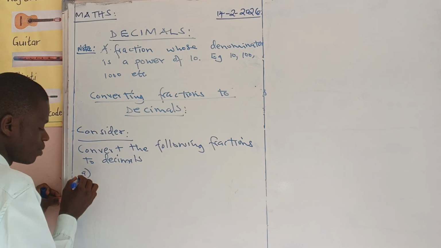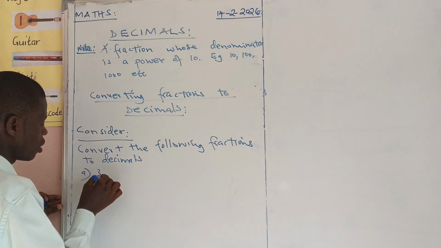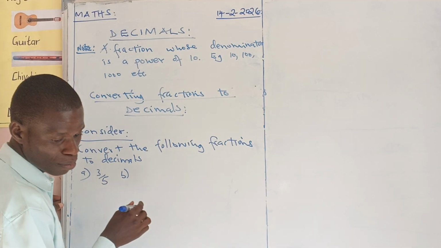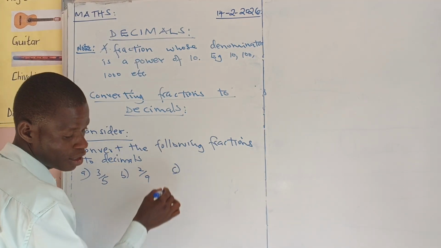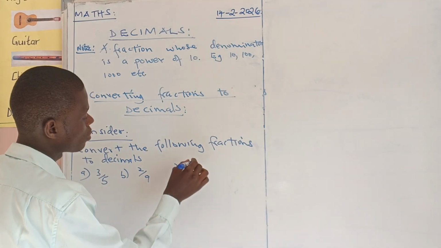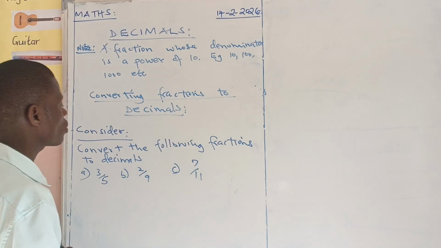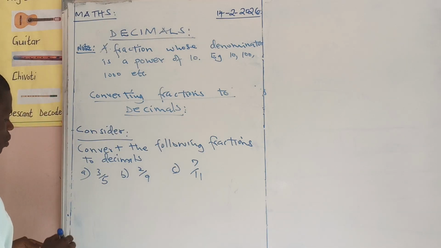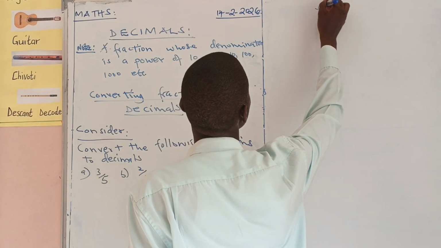So A here, we have 3 over 5. B, we have 2 over 9. C, what do you have? 7 over 11. We can convert these into decimals. Solution.